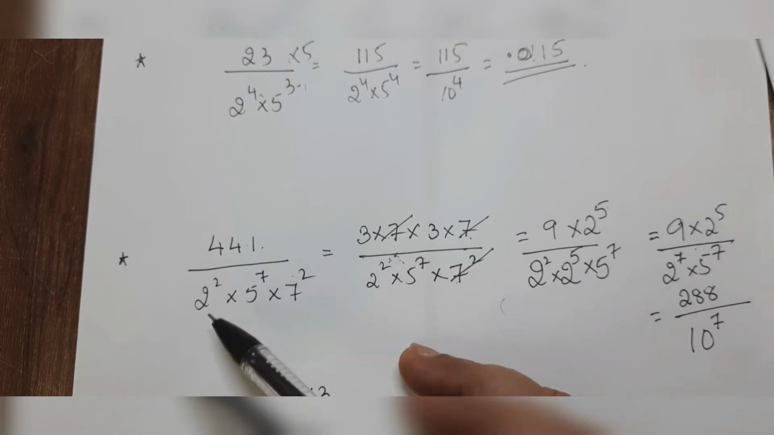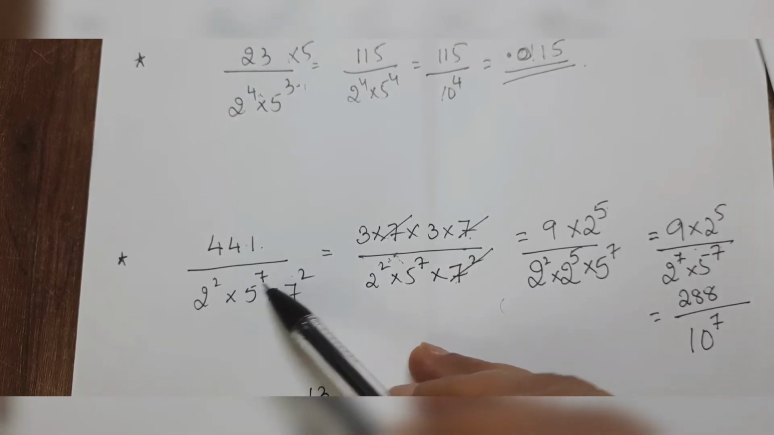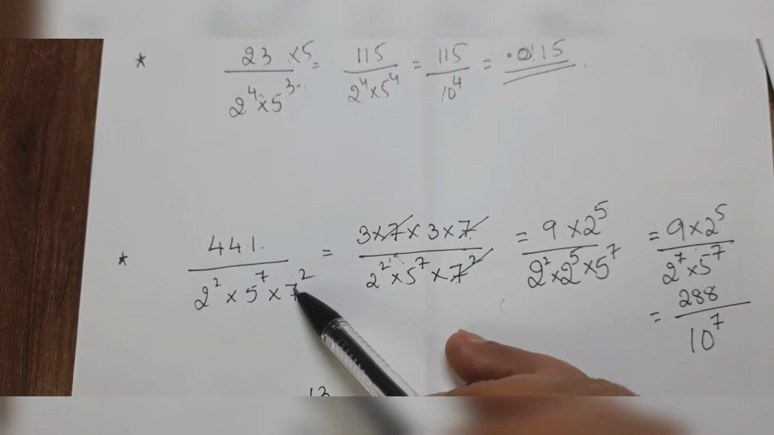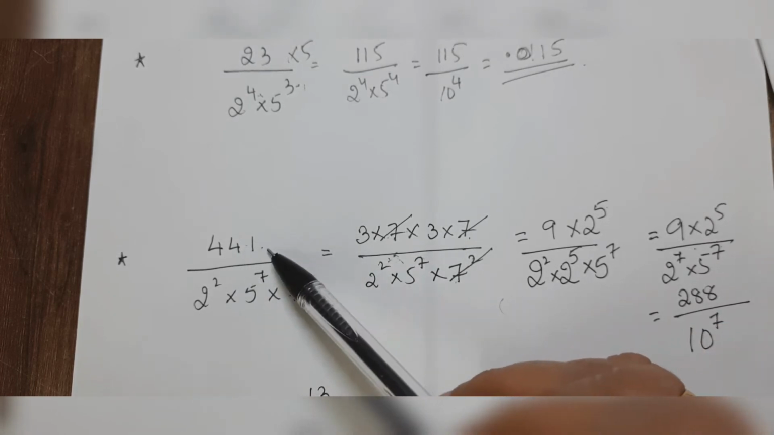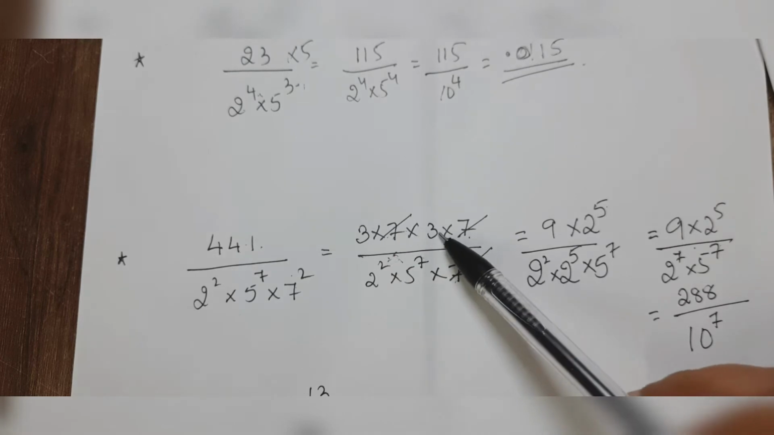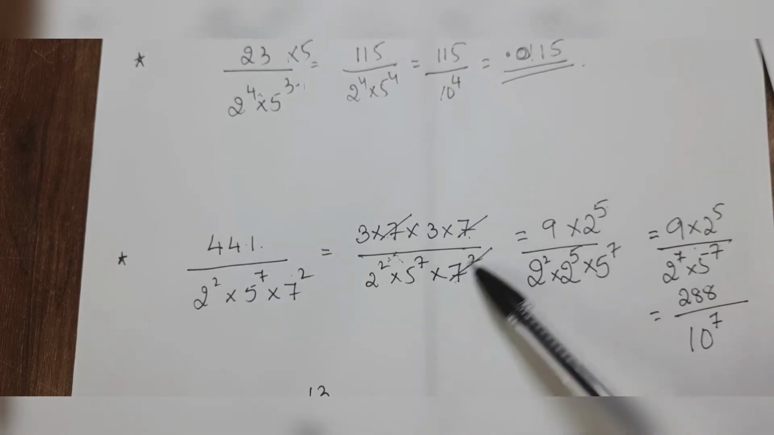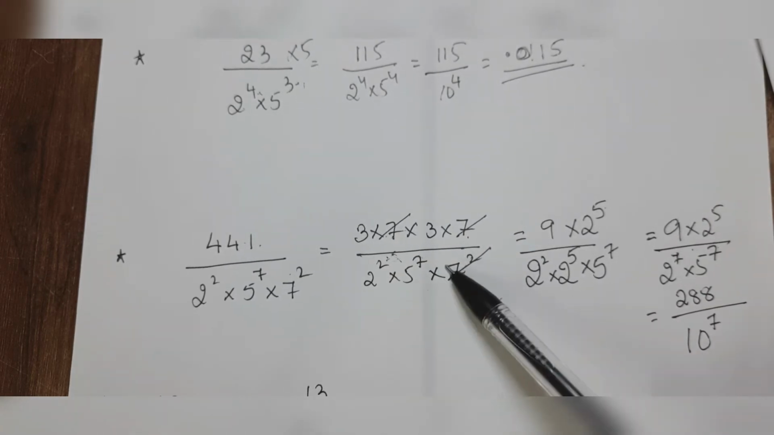This is our next question. 441 divided by so much. 2 is okay, 5 is okay, but 7 is troubling us. Let us see whether it gets cancelled. Yes, of course. 441 is 21 square. 3 into 7 is 21. 7 and 7 cancel. Gone. The 7 problem is gone.